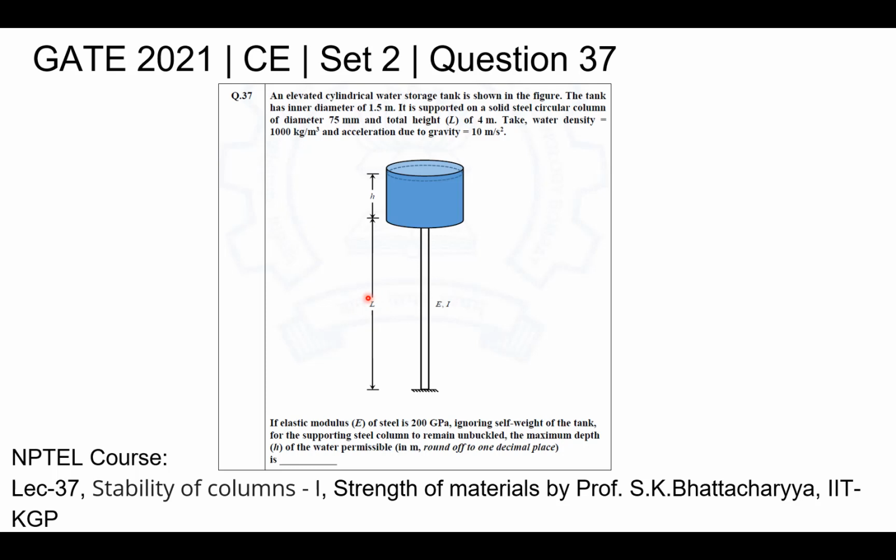4 meters. Take water density to be 1000 kg per meter cube and acceleration due to gravity equal to 10 meters per second square. If the elastic modulus E of steel is 200 GPa, ignoring the self-weight of the tank, for the supporting steel column to remain unbuckled, the maximum depth h of the water permissible is asked in meters rounded off to the first decimal place.